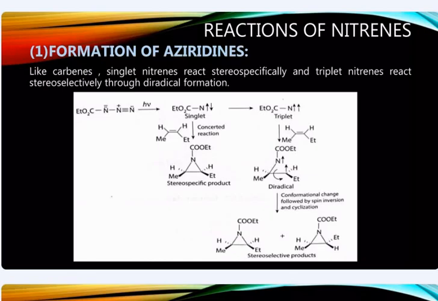Now formation of aziridines. You can see, like carbene, singlet nitrene reacts stereospecifically and triplet nitrene reacts stereoselectively through diradical formation. So these are the reactions.